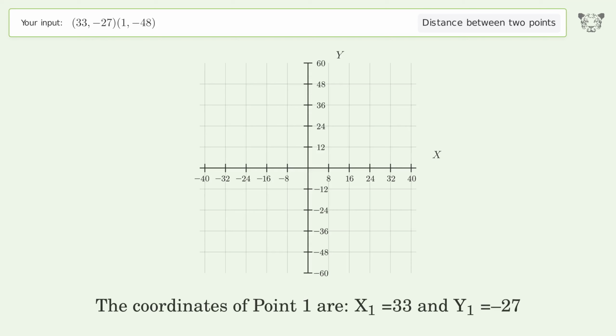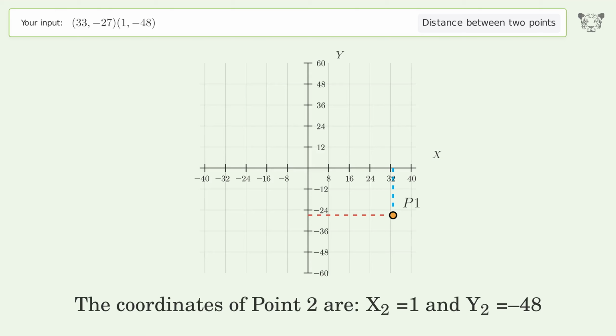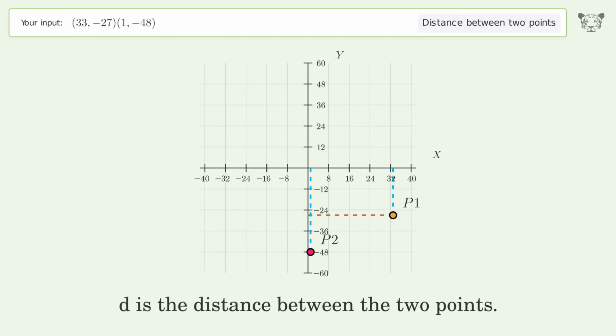The coordinates of point 1 are x1 equals 33 and y1 equals negative 27. The coordinates of point 2 are x2 equals 1 and y2 equals negative 48. D is the distance between the 2 points.